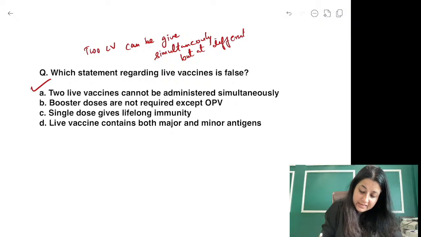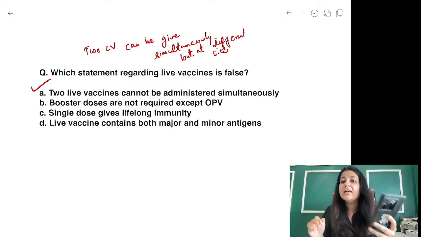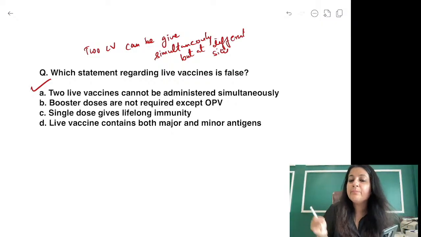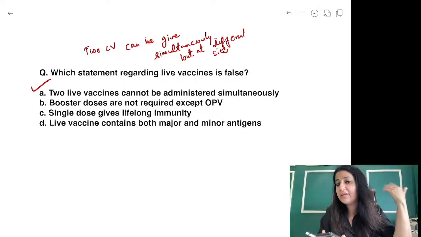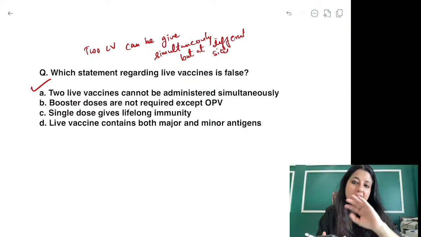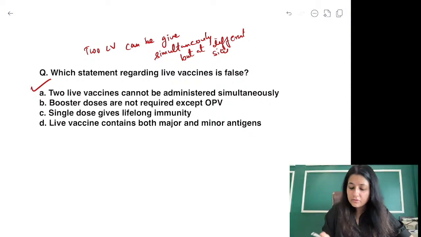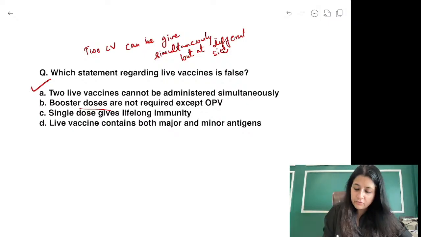You will give it at different sites. You can't give JE live and measles at 9 months together... we give it at 9 months. Both are live vaccines. JE live is given in the left upper arm and measles rubella is given in the right upper arm. Usually for live vaccines, booster doses are not required. A single dose gives lifelong immunity, again except OPV.